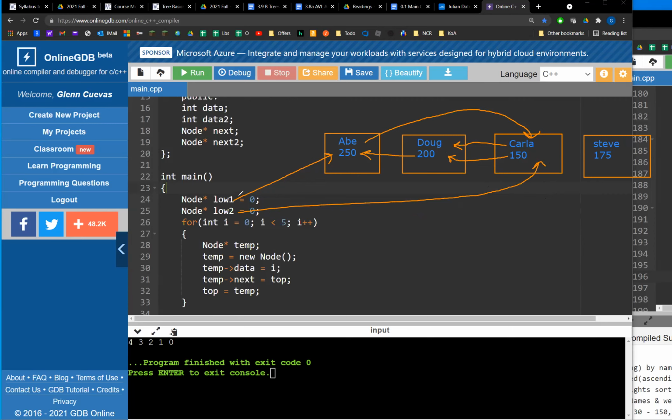I want to print by name. It goes to Abe, Abe's 250, Doug's 200, excuse me, Abe's 250, Carla is 150 and Doug is 200 by following that set of pointers.